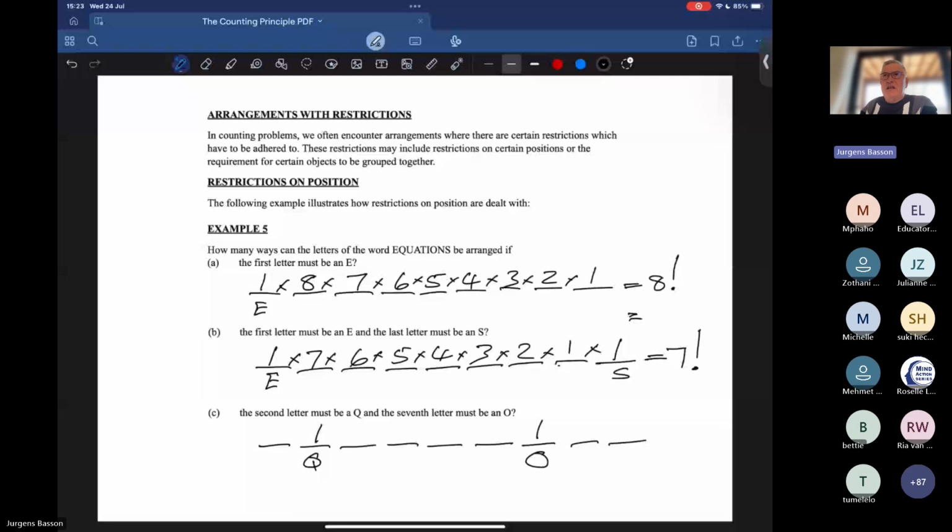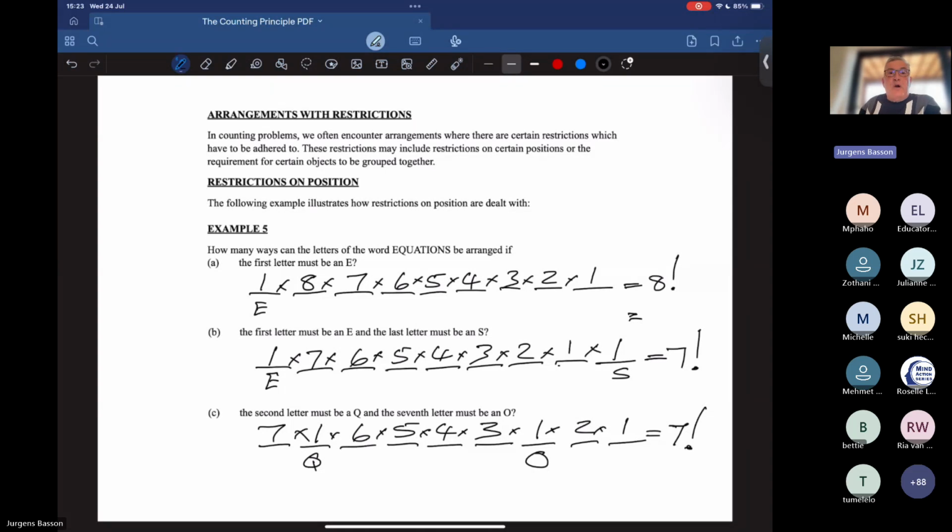Please make sure your learners are aware that restrictions they must do first. First restrictions before they do the rest. So now we've done the 2 restrictions. And now we say we've got 7 letters left. And we start from position 1. 7, 6, 5, 4, 3, 2, and 1. And when we multiply, we can see how many arrangements are there. And this one will also be 7 factorial. Because you will agree with me that this one and that one have got no effect because of multiplication.